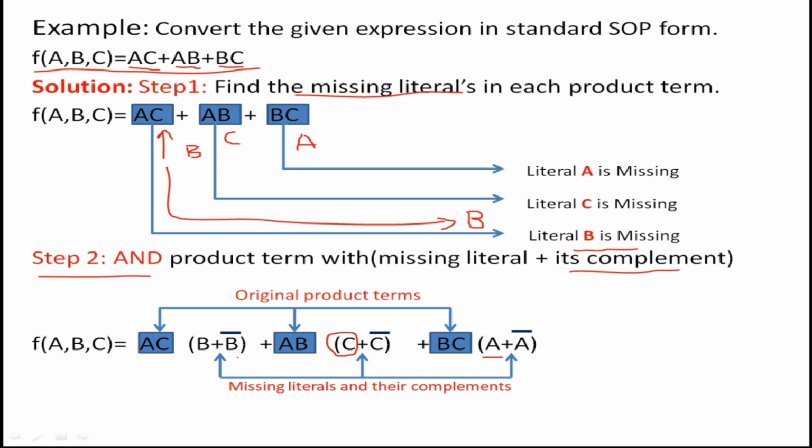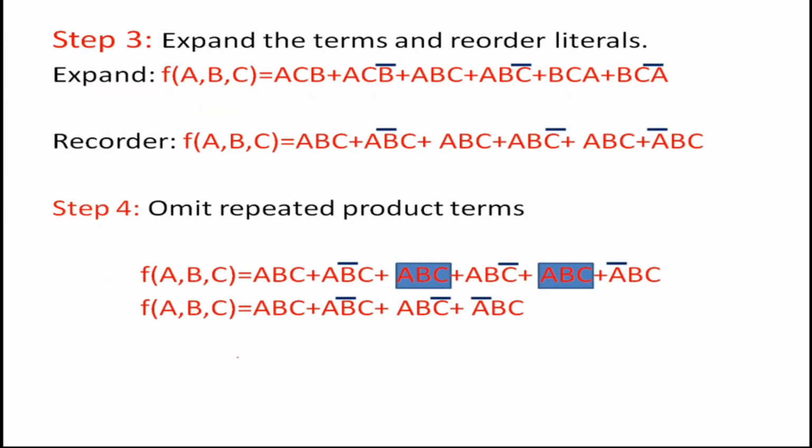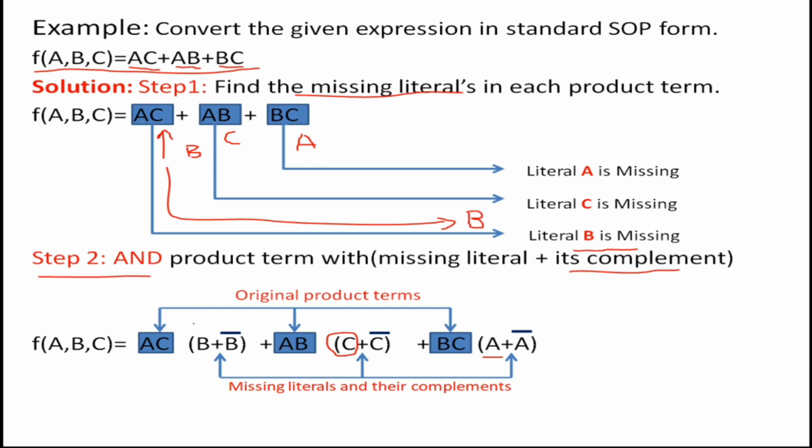Fine. So in step 3, expand the terms and reorder the literals. So what is it that we are going to do? We are going to expand the terms and then reorder the literals. How are we going to expand? We are going to multiply this product term AC with the first literal that is missing, that is B. So it will be ACB.